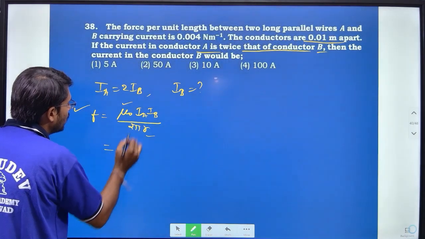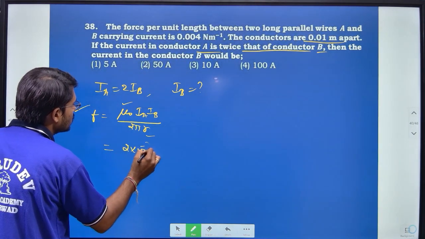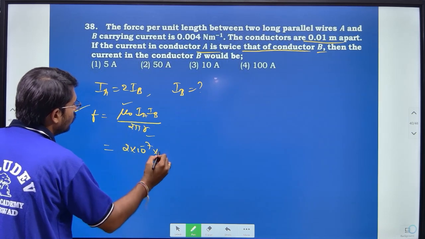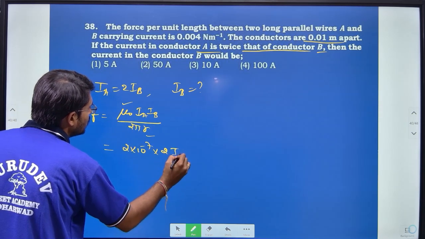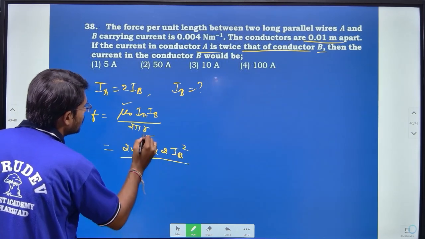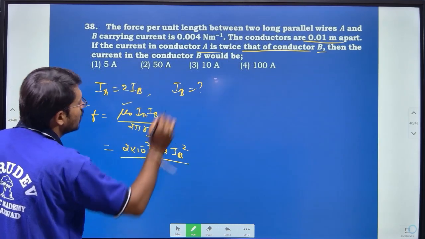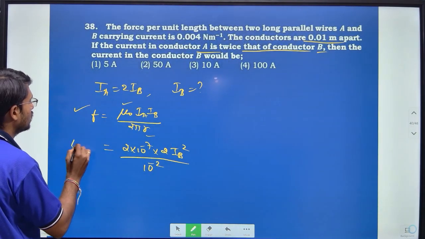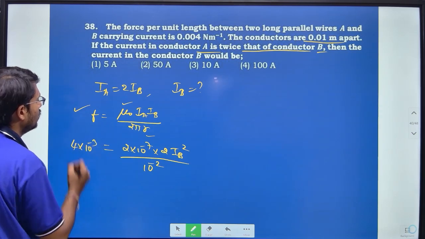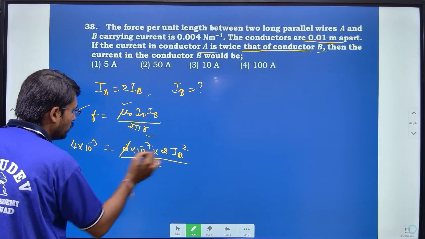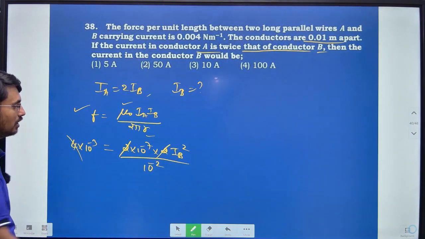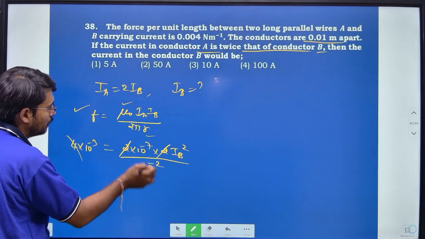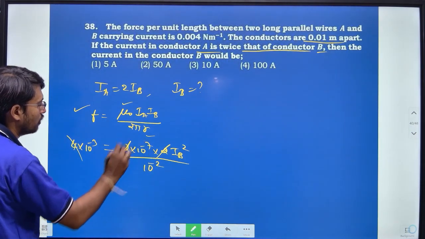If you substitute IA, what do you get here? Mu naught by 2 pi, I'll just write it as 2 into 10 power minus 7. So that is 2 into 2 into IB square, divided by r. The r value is 10 power minus 2. The force value is 4 into 10 power minus 3. So this 2 into 2 will be 4, and 4 will get cancelled. So 10 power minus 7 divided by 10 power minus 2 will be 10 power minus 5.